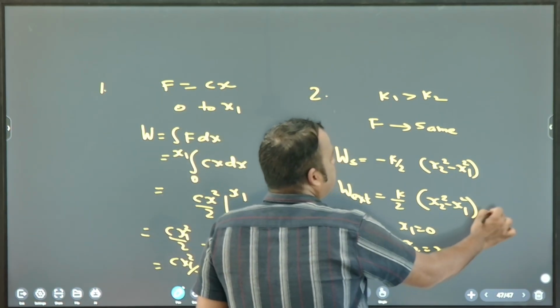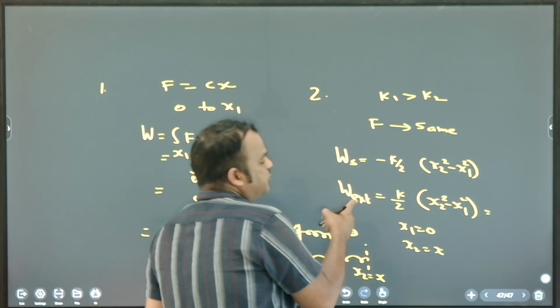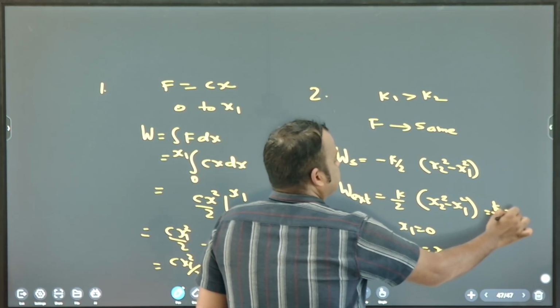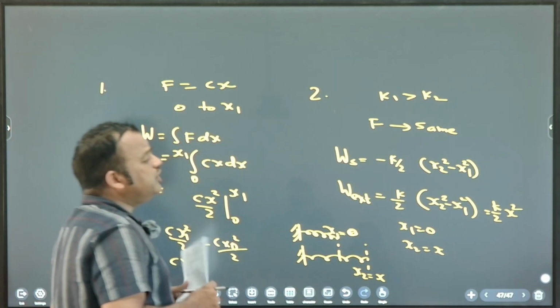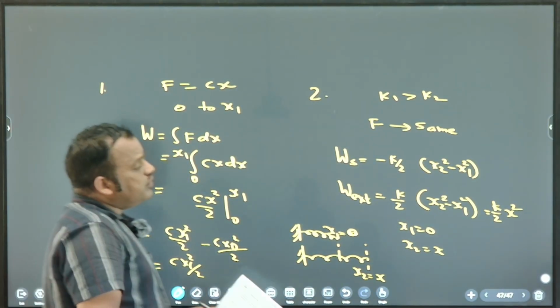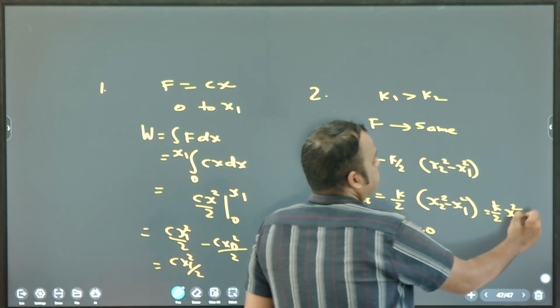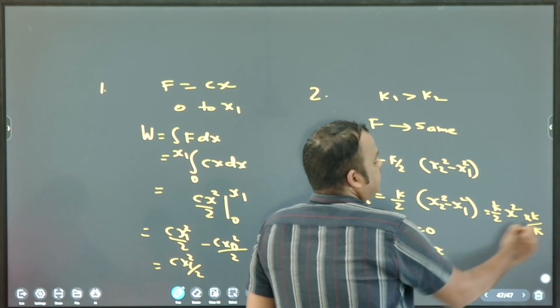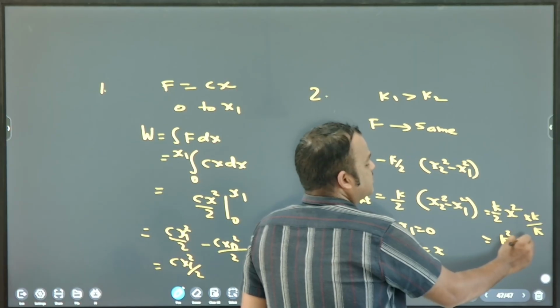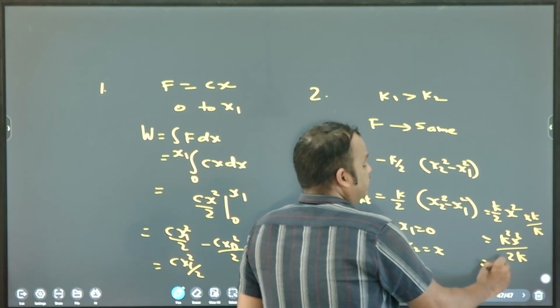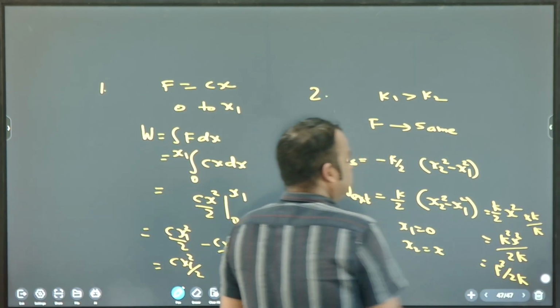So what is the formula for work done? External work done to stretch is K by 2 x square. Now write this formula in terms of F. Multiply and divide by K. What is this? K square x square by 2K. So F square by 2K.